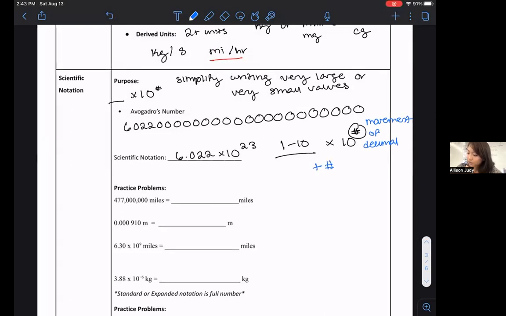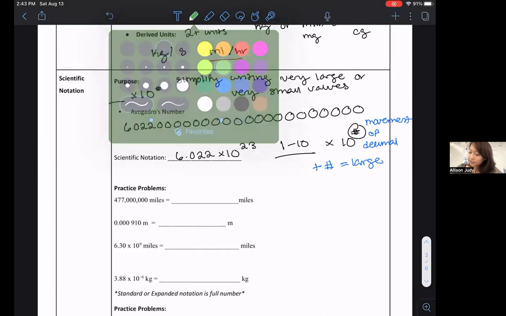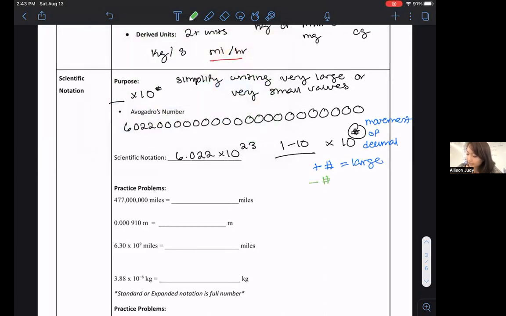So for Avogadro's number, since I am working with a huge number, I will have a positive exponent, which means I'm working with a large number. If I were to work with a small number, I would have a negative exponent, which means I'm working with a small number, okay? For Avogadro's number, it's a huge number.